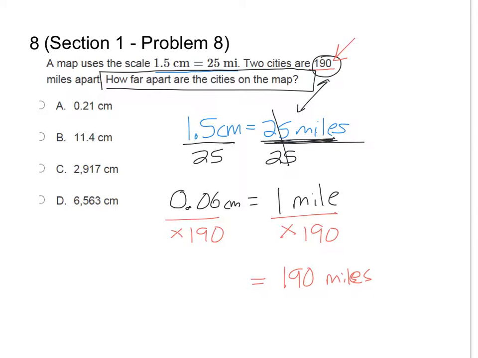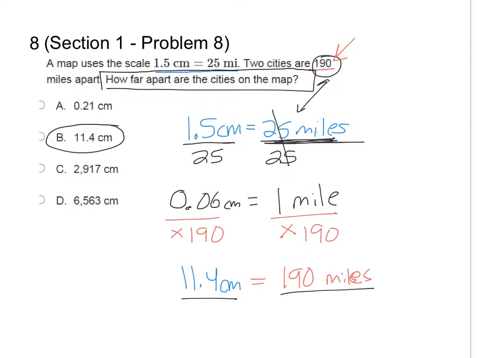is the same thing as, and then we do the same thing here, 0.06 times 190. You can do that on the calculator as well, which gives you an answer of 11.4. And remember that this side had centimeters, so 11.4 centimeters. So when the towns are 190 miles apart, how far apart are they on the map? They're 11.4 centimeters apart, which is answer B. So this is called using a unit rate.